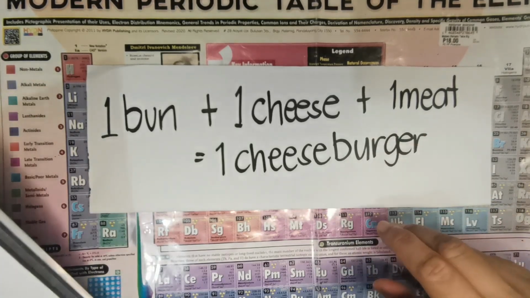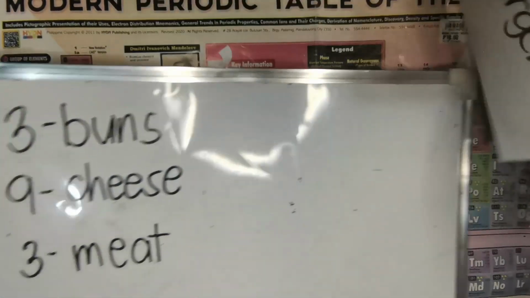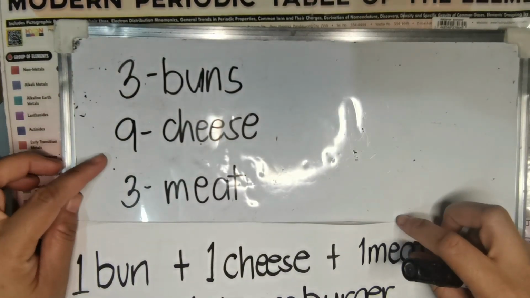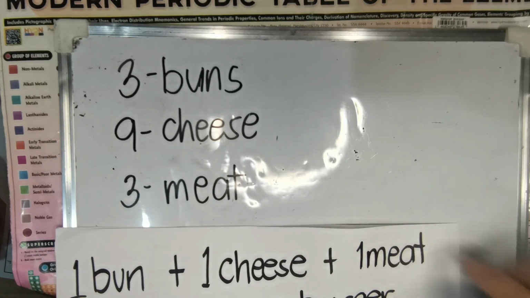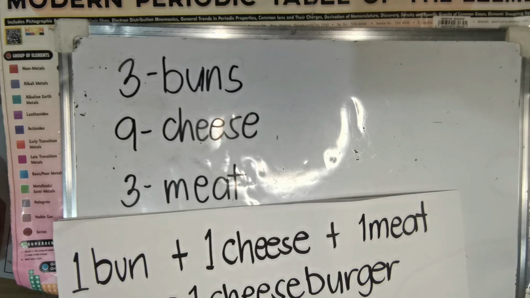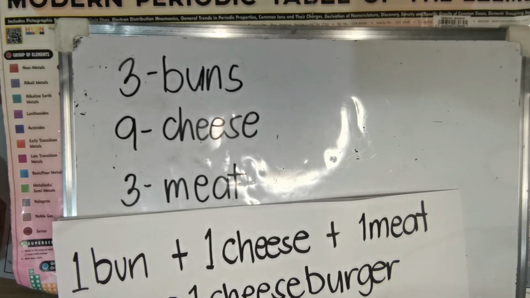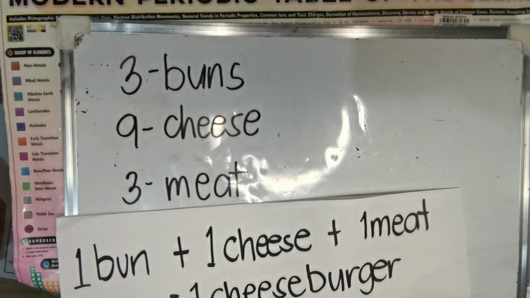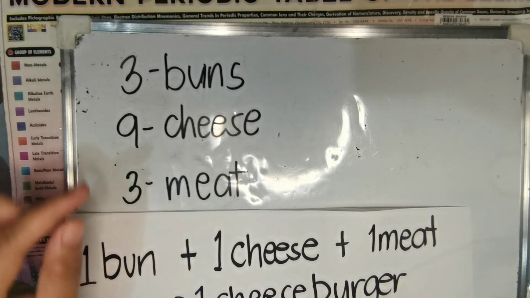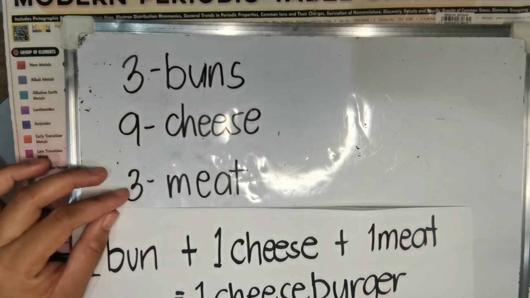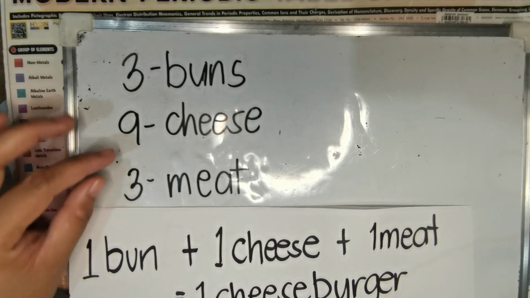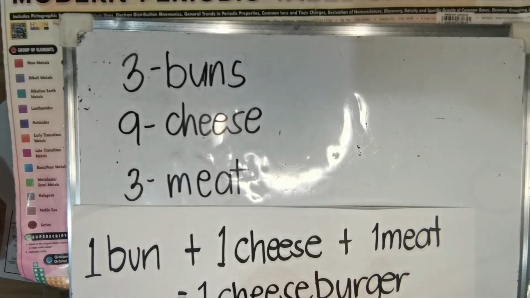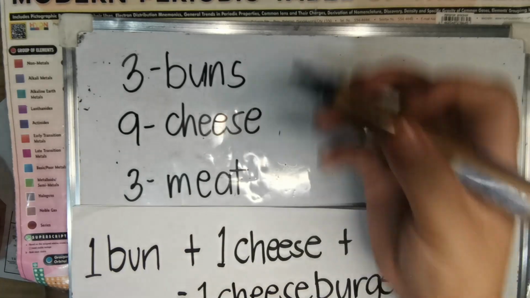Now, I have in our refrigerator, ito yung nakita natin. For example, we have 3 buns, 9 pieces of cheese, and 3 meats. So the question is, how many cheeseburgers can we make if we have this kind of ingredients? Obviously we have 3 buns and 3 meats, and we also need 3 pieces of cheese. So if we need 3 pieces of cheese, we're going to have minus 3.